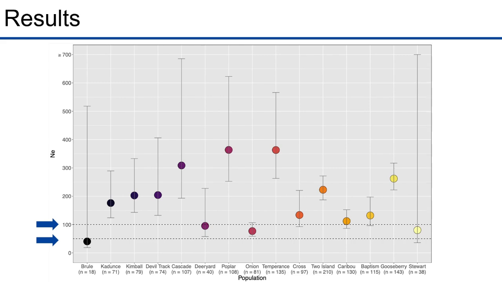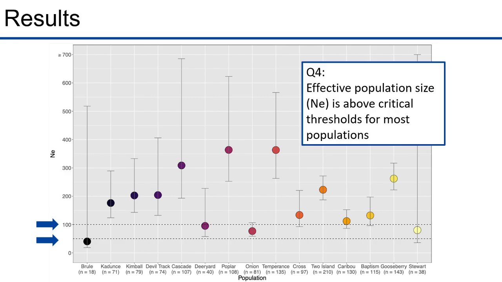So here's our NE estimates for the 15 genetically distinct brook trout populations that we identified in this study. I've animated on the critical values of 150 to make it a little bit easier to see. And our main takeaway here is that effective population size is above the critical threshold for most of the populations sampled within our study, which bodes well for brook trout in this region. I did want to point out that for the two populations that dip below the critical threshold of 50, we did have relatively low sample sizes of 18 and 38 respectively, so those NE estimates might be a bit more narrow with additional sampling.